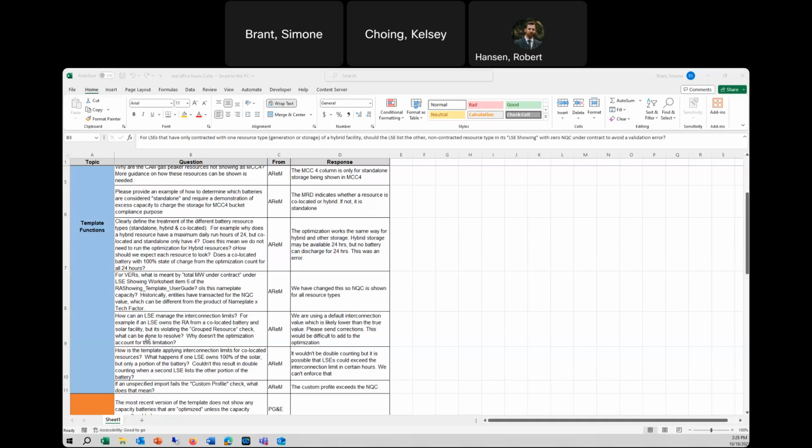How can an LSE manage the interconnection limits? For example, if an LSE owns the RA from a co-located battery and solar facility, but it's violating the grouped resource check, what can be done to resolve this? Why doesn't the optimization account for this limitation?